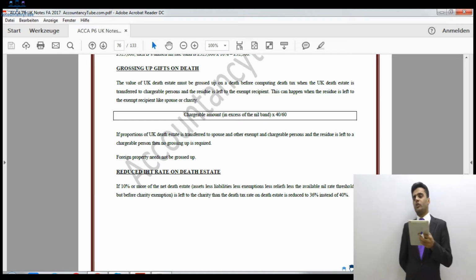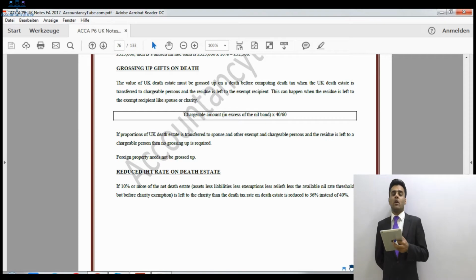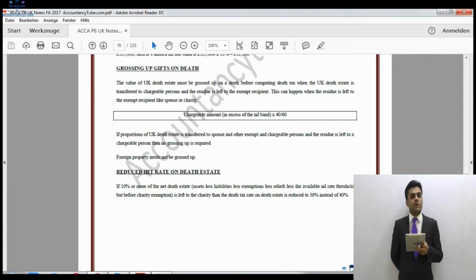Now the examiner can give you a situation where he will say that he was paying tax at the rate of 40% or whatever, then he is thinking to give to the charity as well. What would be the impact if we give this much of an amount to the charity? Then you will have to determine whether it is 10% of the net estate or not. If it is 10% of net estate, now in certain circumstances it could be possible that it would be 10% of the total estate, but it would be less than 10% of the net estate. In that case, the reduced rate of IHT will not be applicable.